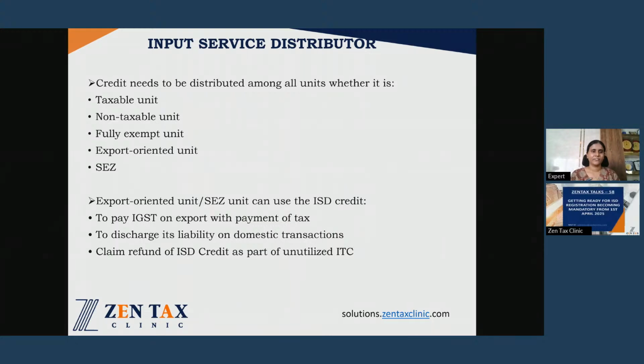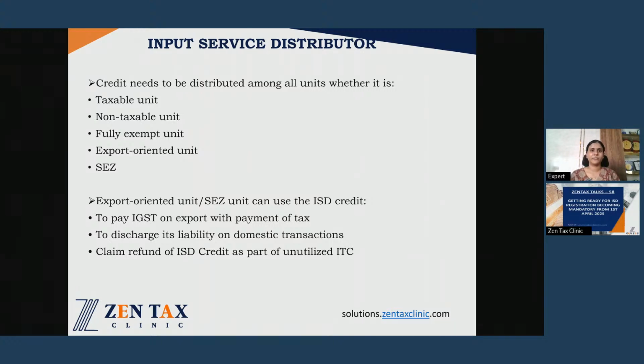Another important query arises: should the credit be distributed only if a unit is exclusively having taxable supplies? If they are an export-oriented unit, should I transfer the credit, or if they are an SEZ unit, should I transfer the credit? We should transfer the credit irrespective of what the entity is. The credit needs to be distributed among all the units, even if it is a taxable unit, non-taxable unit, fully taxable unit, export-oriented unit, or an SEZ unit.